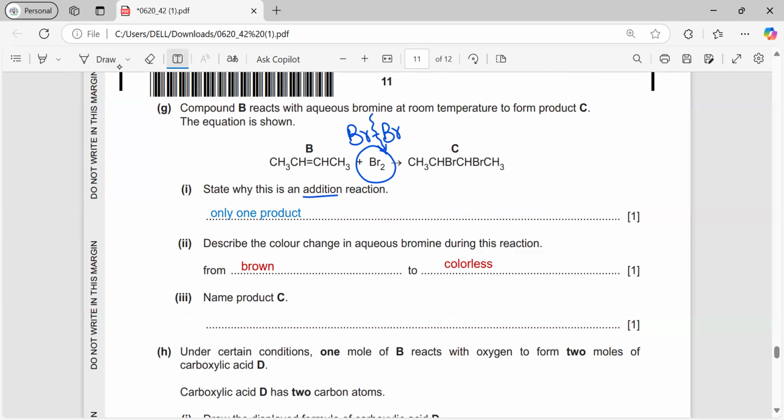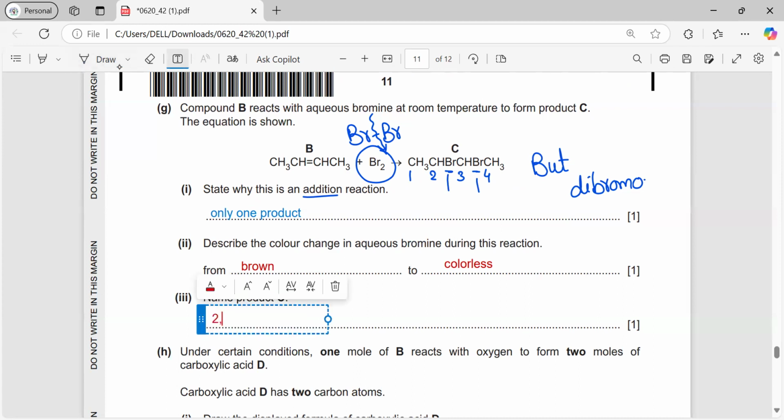Name the product C. Now, in product C, first we'll count the number of carbon atoms. 1, 2, 3, 4. So it means it's but. Then we have 2 bromine atoms, dibromo, attached on carbon number 2 and 3. So the name will be 2,3-dibromobutane.